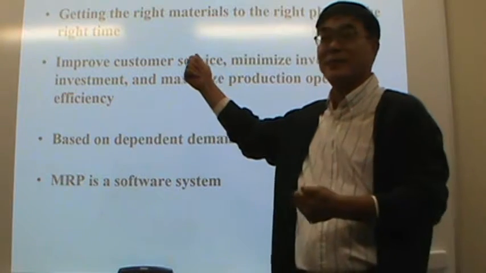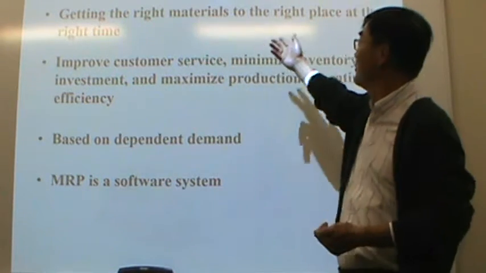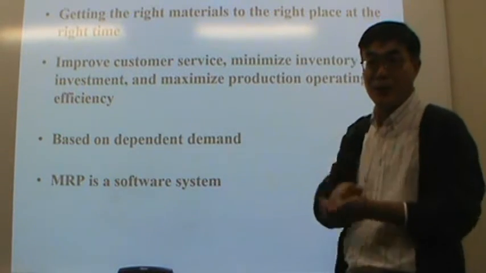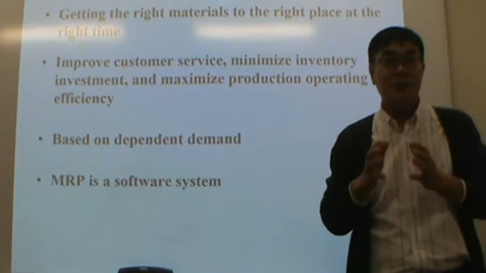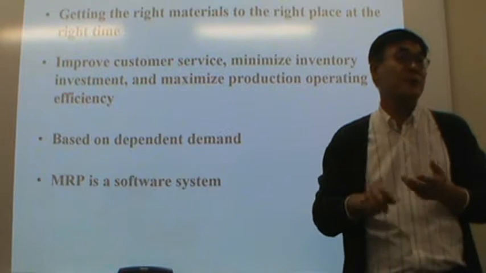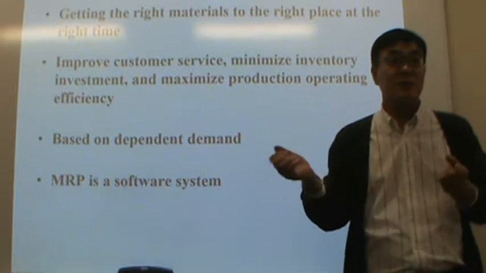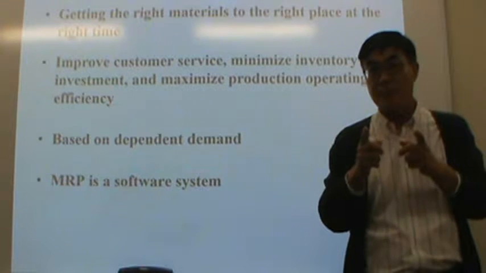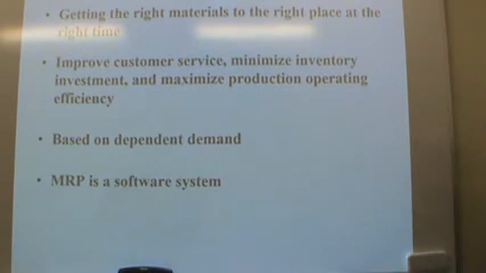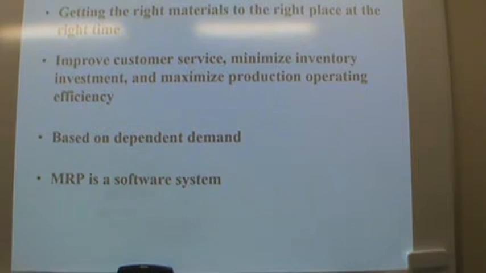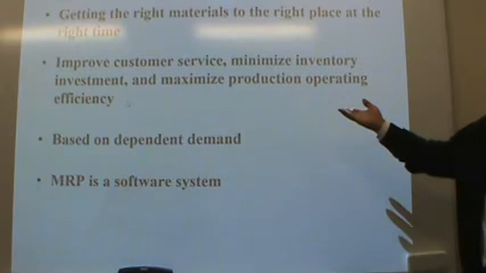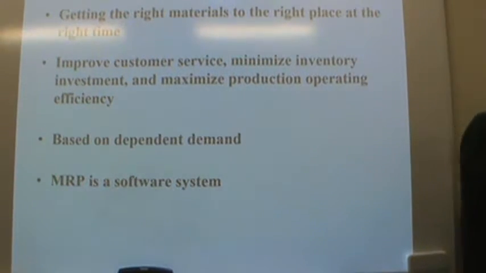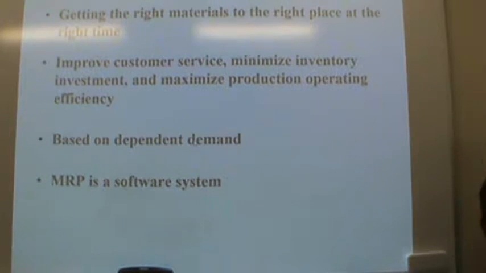But anyway, they try to make it right time, right place, and right amount, the same. Because in operations management, we try to make it better, cheaper, faster, right? Whatever system we use, the same. And improve customer service, minimize inventory investment, and maximize production operating efficiency. The same purpose, right? Make it better, cheaper, faster.